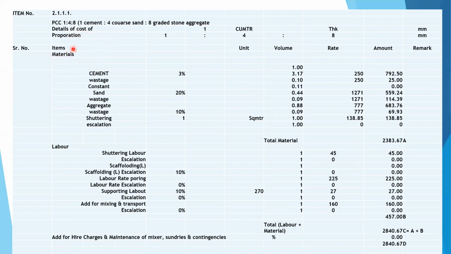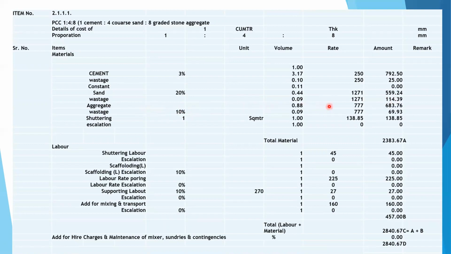PCC 1:4:8, cement will be 1, okay? Cement 3.17 at the rate of 350 will be 792.50. Wastages 0.1 percentage, 25 rupees. Sand 20 percentage, 0.44 at the rate of 1271 will be 559.24. Wastages 0.09 at the rate of 1271 will be 114.